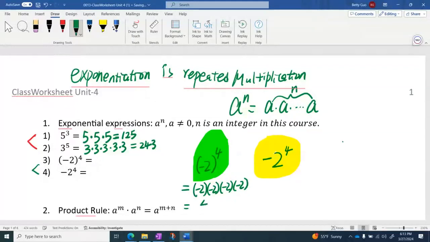-2 times -2, we have a +4. And this -2 times -2, we have +4. 4 times 4 is 16. All right, it's 16. Positive.